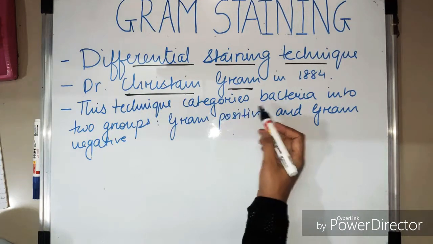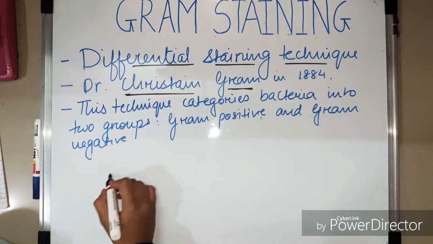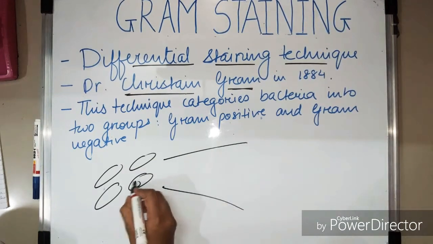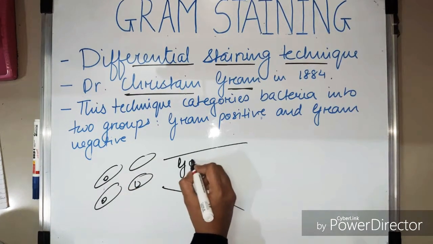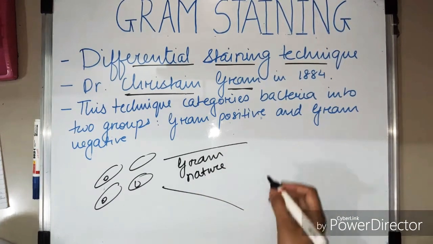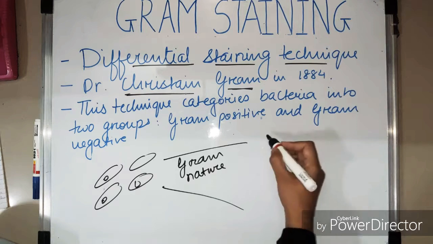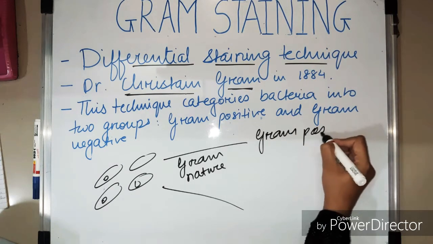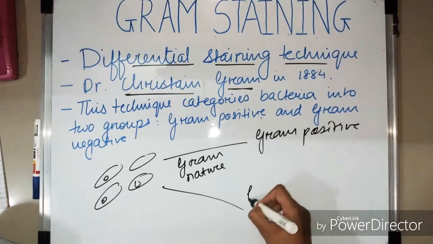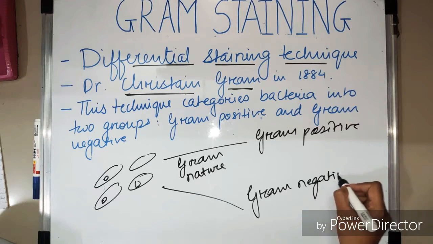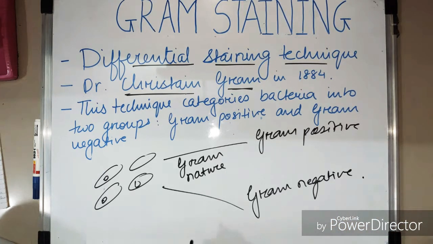This technique categorizes bacteria into two groups, gram positive and gram negative, depending on their gram nature. The stain used in this technique categorizes the bacteria into two groups, that is gram positive and gram negative. And this reaction is dependent on their cell wall composition. That we will see in the principle of gram staining further.